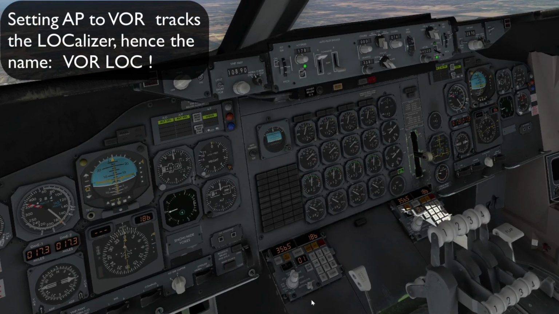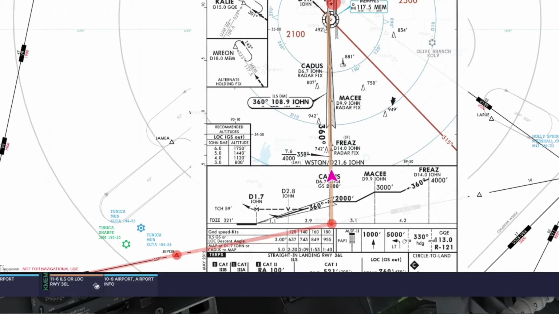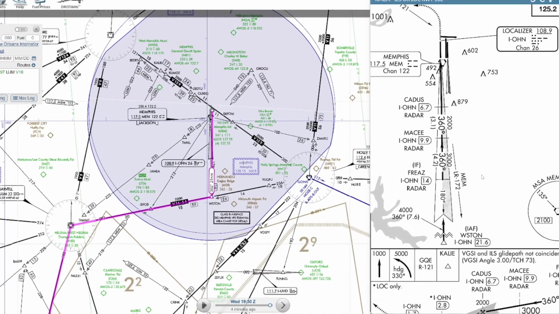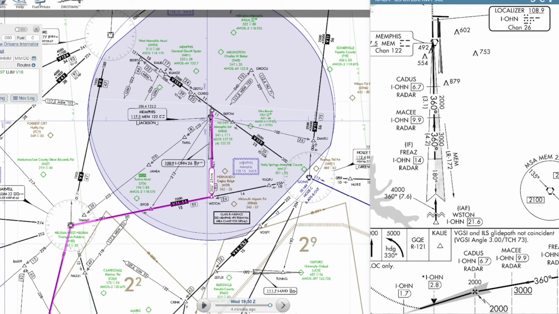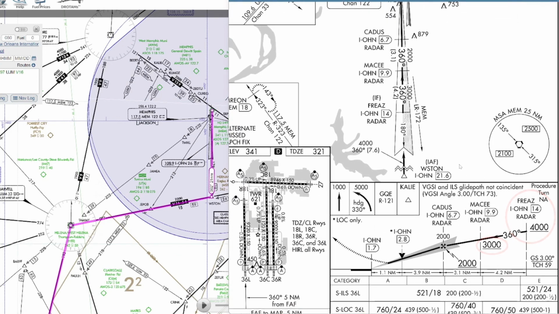Okay, so we're at 4,000, we're inbound. I'm going to put this on VOR again. And then I'm going to have a look over here at the profile. It says once you reach FREEZ, which is a DME of 14, you could step it down to 3,000. If we go over here, you can also see it as well. So let's make this a little bit larger for you. Alright, so once you cross FREEZ, DME 14, you can go from 4,000 down to 3,000.